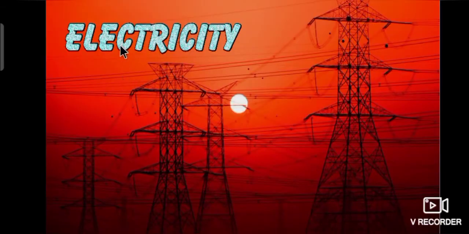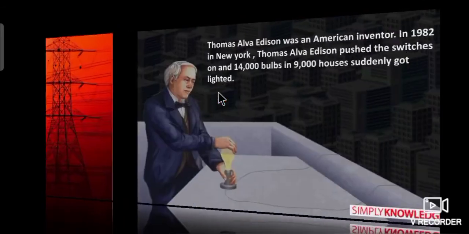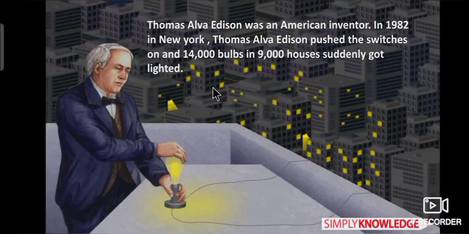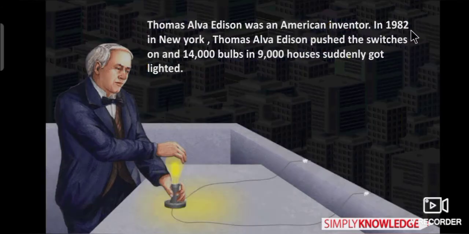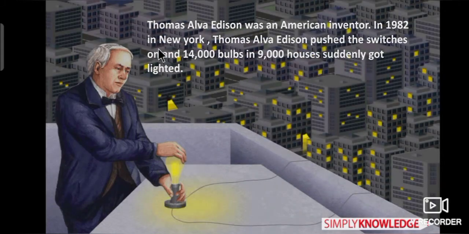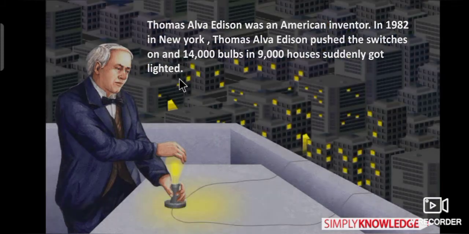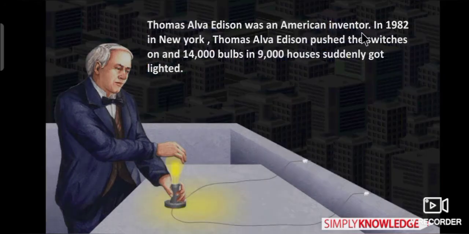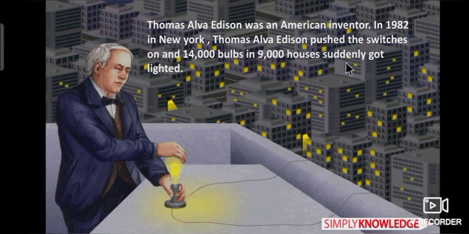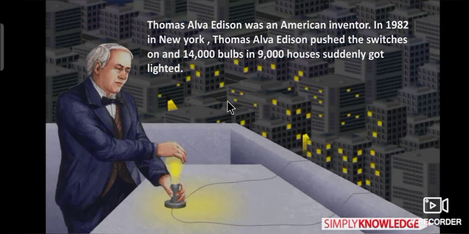Now, we will study electricity. Do you know, children? Thomas Alva Edison was an American inventor. In 1882 in New York, Thomas Alva Edison pushed the switches on and 14,000 bulbs in 9,000 houses suddenly got lighted.